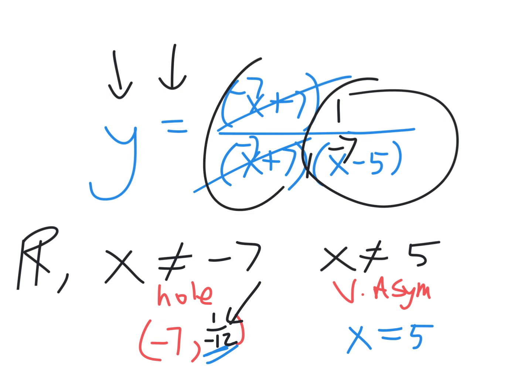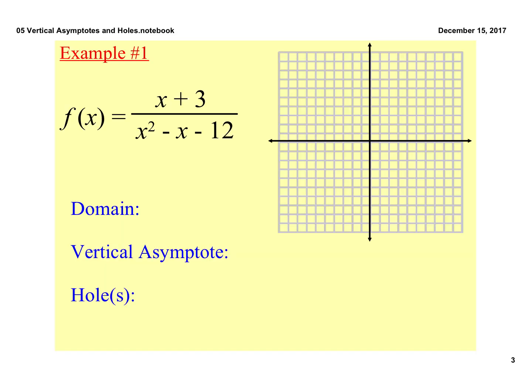The holes look like this. They cancel stuff. The vertical asymptotes are the other things that make the bottom 0. All right. Let's go to this page.